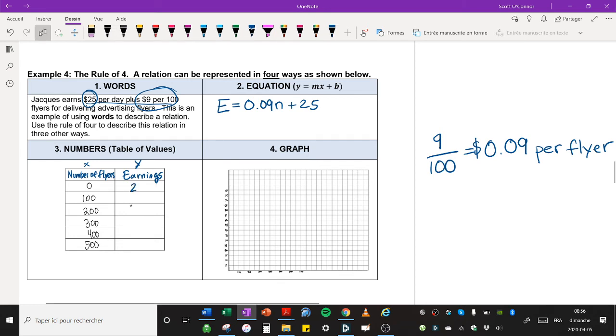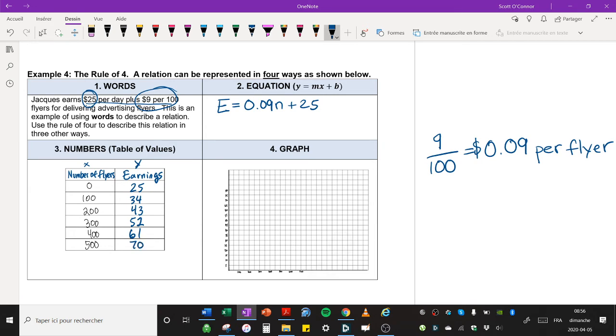He gets his $25. And then how much does he get paid for 100? He gets paid $9, but we have to add that to the initial 25 that he got. So we got $34. And then 43, and then 52, and then 61, and then 70.